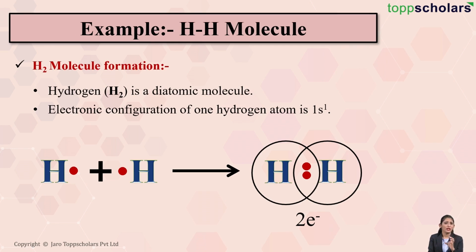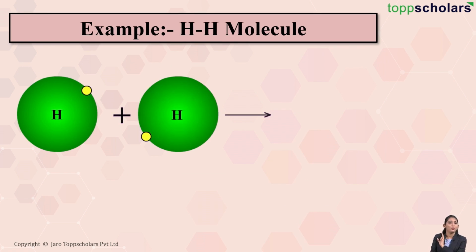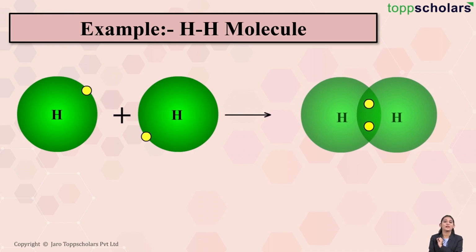Let's quickly have a look at the formation of hydrogen molecule. So here as you can see, we have two atoms of hydrogen. Each atom has one valence electron. So in order to become stable, what do these hydrogen atoms do? Yes, these two hydrogen atoms share their one valence electron with each other. And so you can see over here, these two hydrogen atoms have one shared pair of electrons, which is nothing but a covalent bond, which results in the formation of hydrogen molecule, which is a covalent molecule.